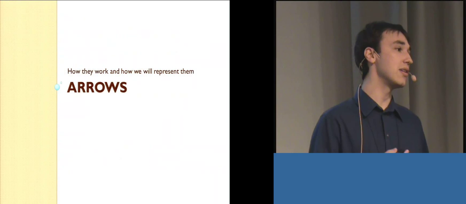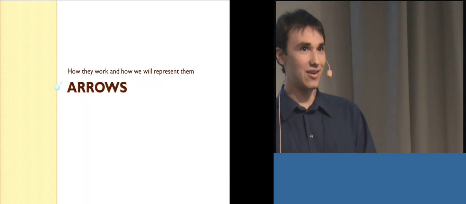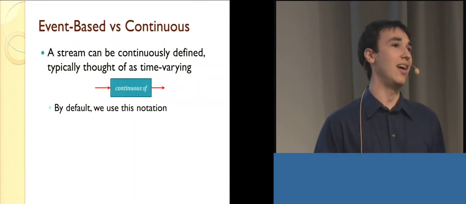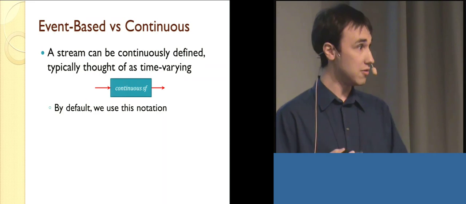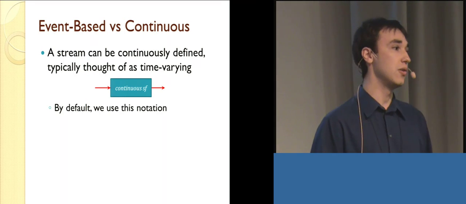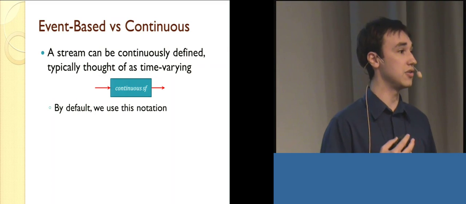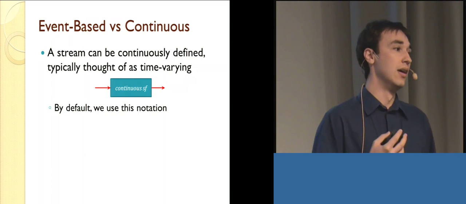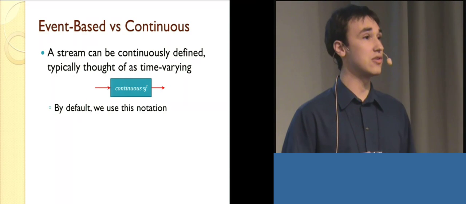If we look at arrows in a little bit more detail and how we're going to represent them for this talk, any of you who are very familiar with arrows don't really need to pay attention for the next few minutes. We can start by looking at event-based versus continuous arrows and streams. Typically, we think of streams as continuous, so we'll represent it this way with a box and pointers, just like we saw on the last slide. And by default, if we don't know if it's event or stream, we'll still use this notation.